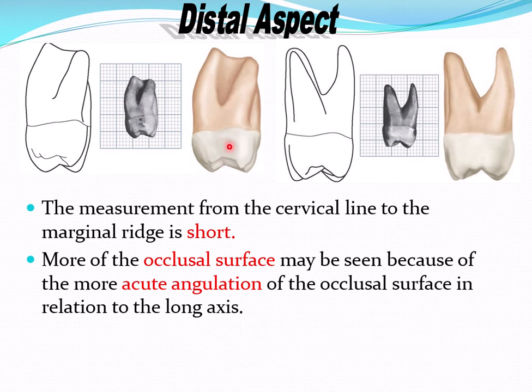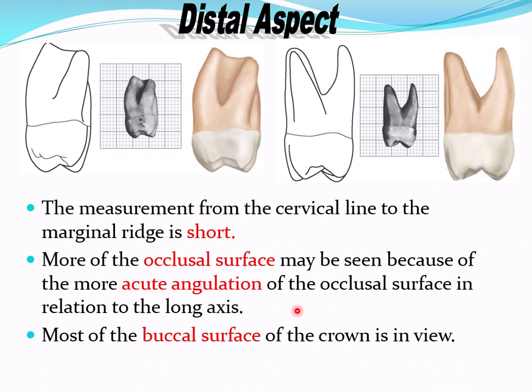As we go from the first molar to the third molar, we find the marginal ridge is shorter and the inclination is greater, and therefore more of the occlusal surface can be seen from here. Most of the buccal surface of the crown is in view. We also see more of the buccal surface, and the reason, as we explained before, is the distobuccal cusp.